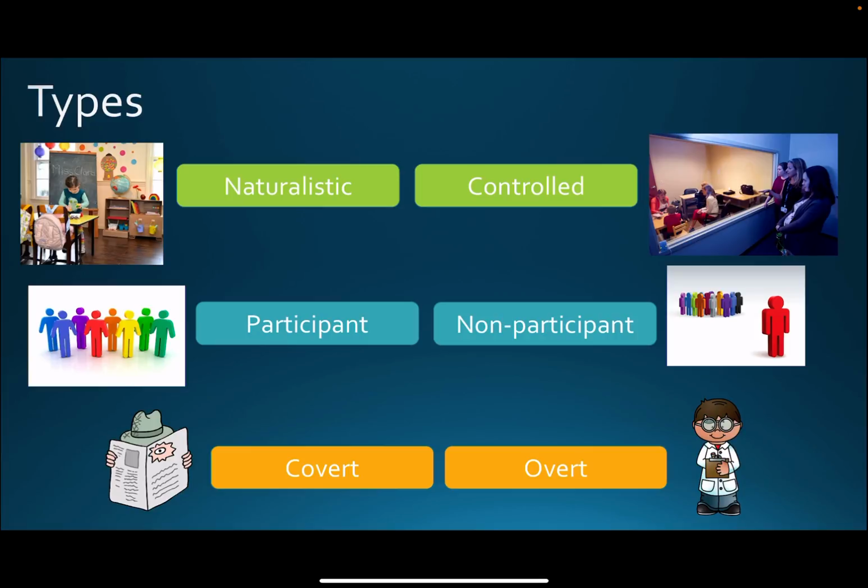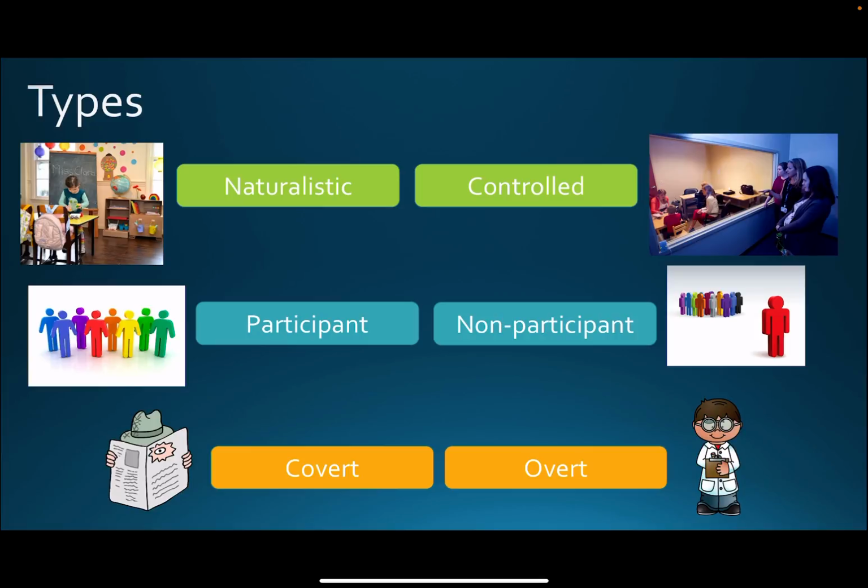Non-participant observation is just the opposite of that. So the idea being, of course, that you are an outside observer. You're not pretending to be part of the group. You're not involved in the group you're observing. You stand on the outside and observe from outside. You're external to the group.